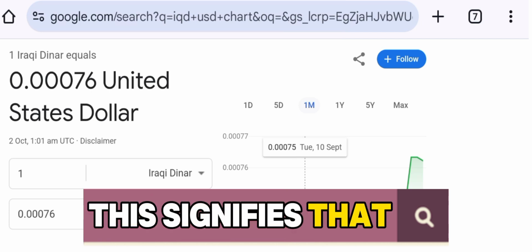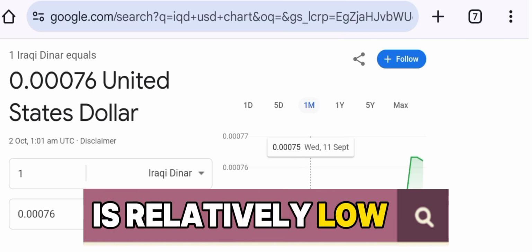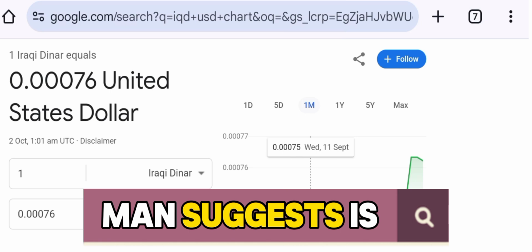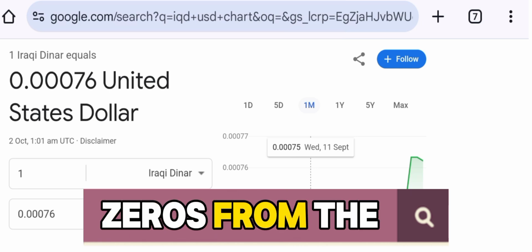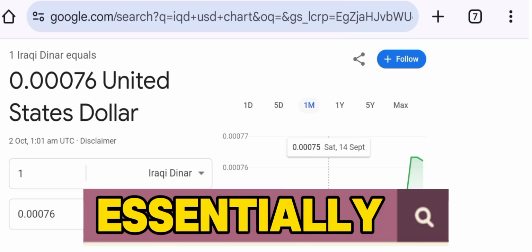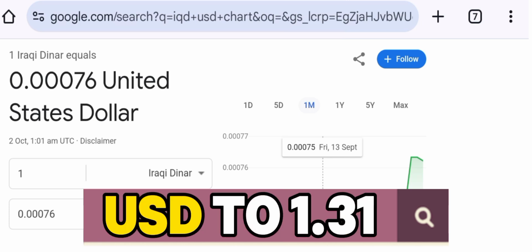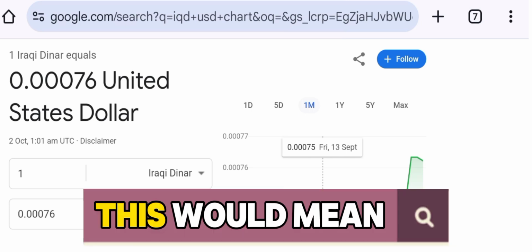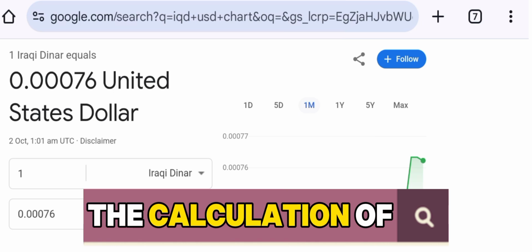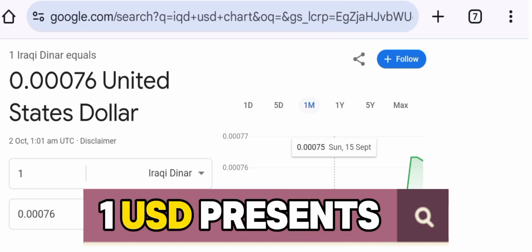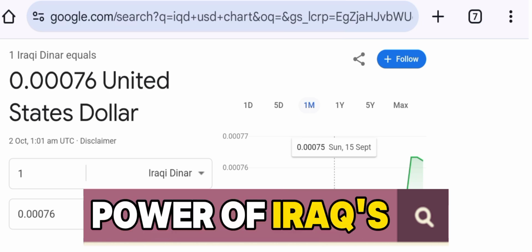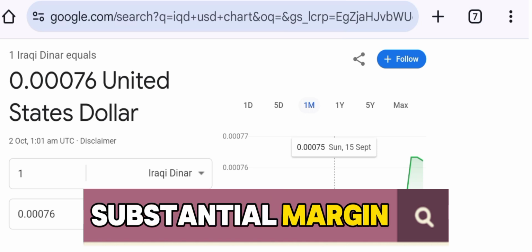This signifies that the value of the dinar is relatively low compared to the US dollar. However, what Militia Man suggests is that by dropping 3 zeros from the exchange rate, there is a dramatic shift in the value of the currency. Essentially, if the exchange rate becomes 1 USD to 1.31 IQD, this would mean that the value of the dinar is significantly enhanced. The calculation of 0.76 IQD to 1 USD presents a much stronger currency, increasing the purchasing power of Iraq's local currency by a substantial margin.